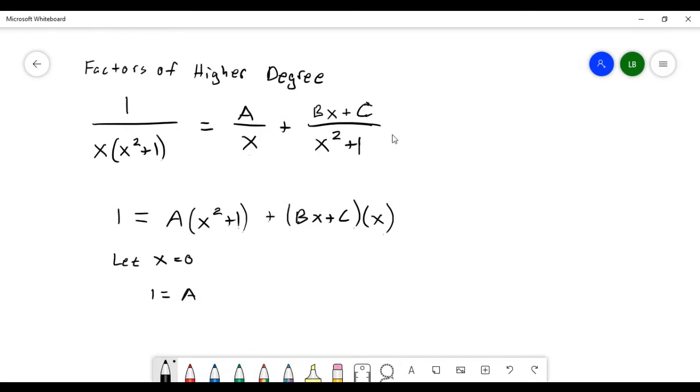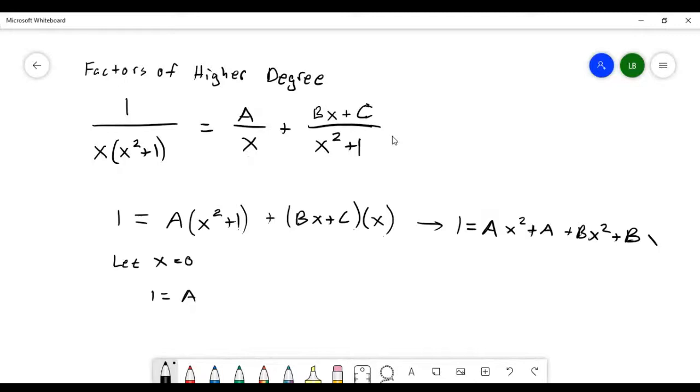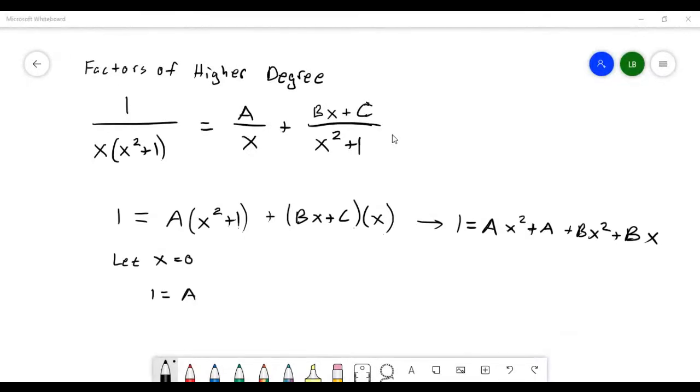Next, we'll actually look at just the x squared terms. So if we rewrote this, 1 equals ax squared plus a plus bx squared plus bx. If we looked at just the x squared terms, then 0 equals a plus b. Since a is equal to 1, b is equal to negative 1.